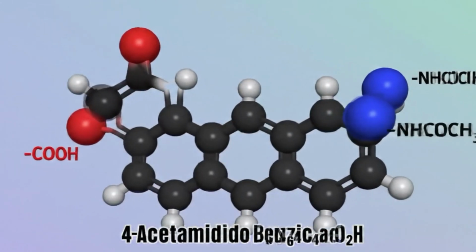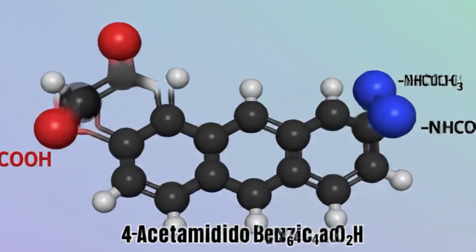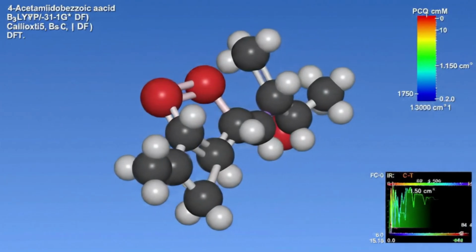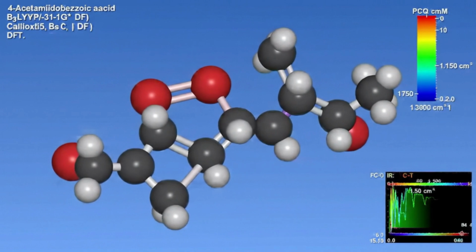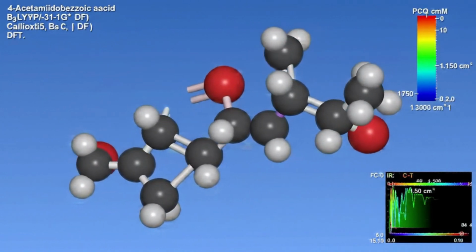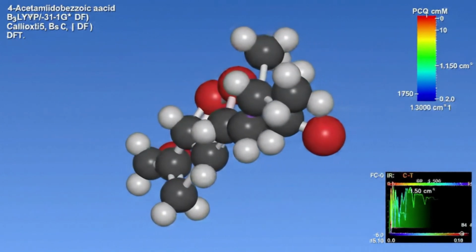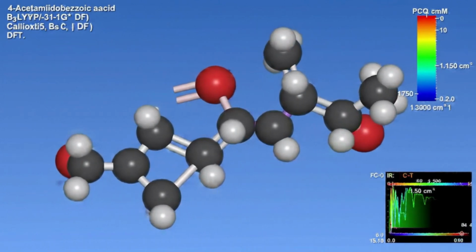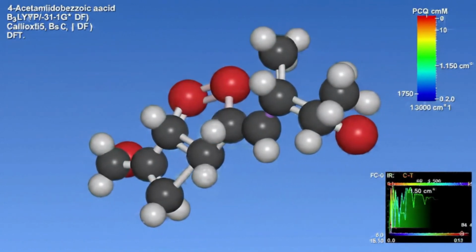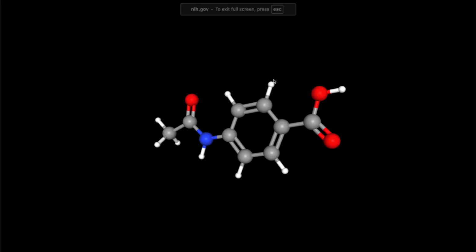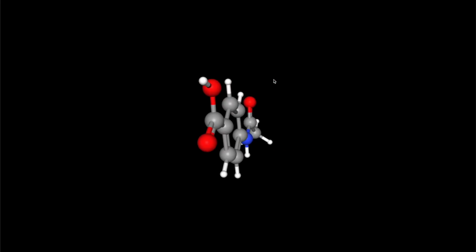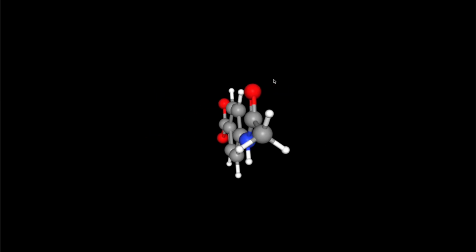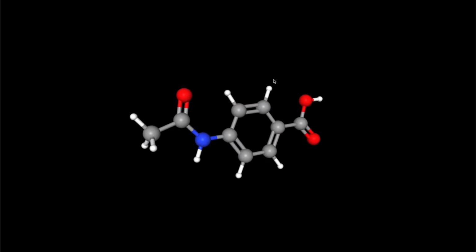Now that we've got the structure down, let's talk about some of its key traits. The molecular formula is C₉H₉NO₃. That's 9 carbons, 9 hydrogens, 1 nitrogen, and 3 oxygens, all packed into this neat little package. If you're curious about its weight, its molar mass is 179.17 grams per mole. That's how much 1 mole, or about 6.022 times 10 to the power of 23 molecules of this stuff weighs, which is handy for lab work.